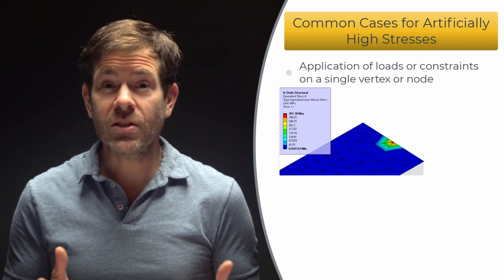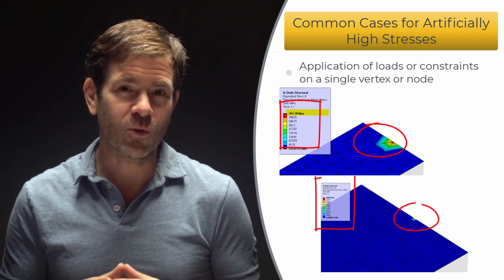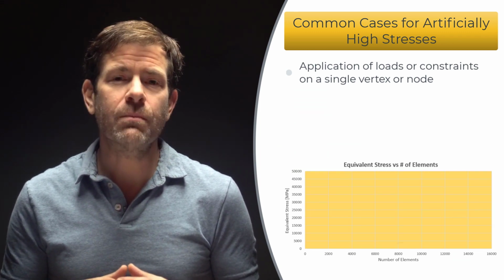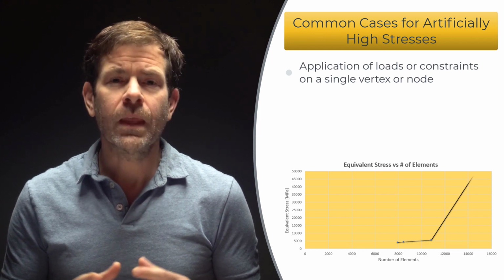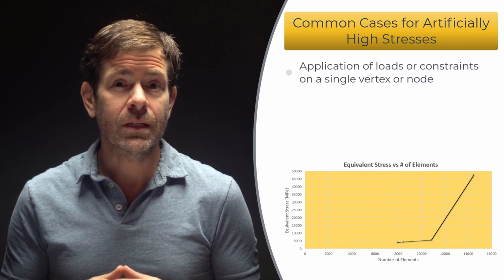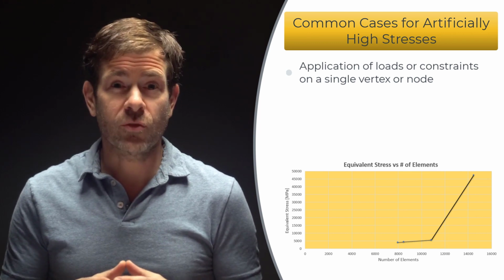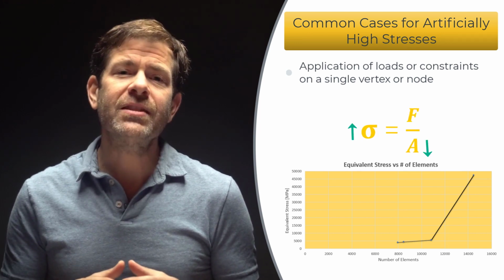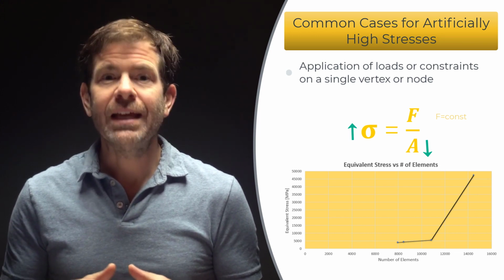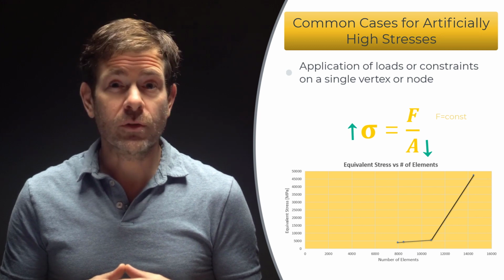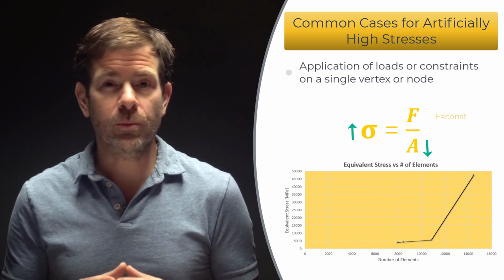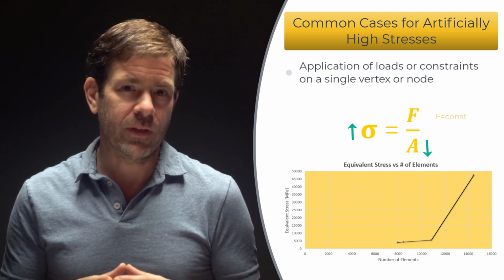For point loads and constraints, applying a force or constraint to a single vertex or node will create a situation where, as the mesh gets finer, the stress will increase. Notice how we have artificially high stress that grows as the mesh density increases. This arises because every node has an associated area of the mesh. In the simple equation of stress equals force over area, as the area gets smaller with mesh refinement, the stress increases. Similarly, if we constrain a vertex or single node, the reaction force at the constraint will also show similar behavior. So how do we prevent this?